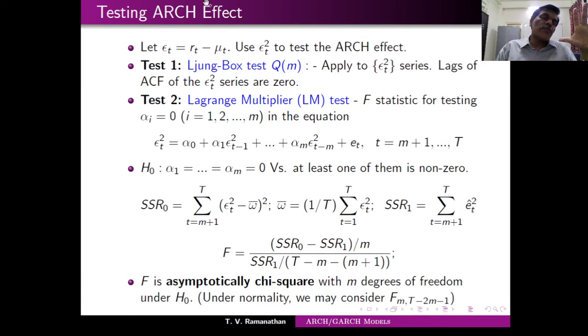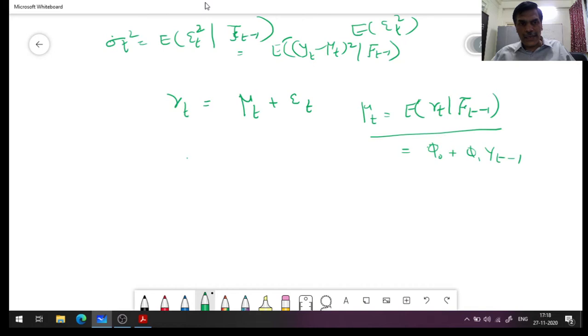This is what is known as the ARCH effect. Does it have that property? The property is identified basically by looking at the ACF and PACF of absolute values or squares of the residual.